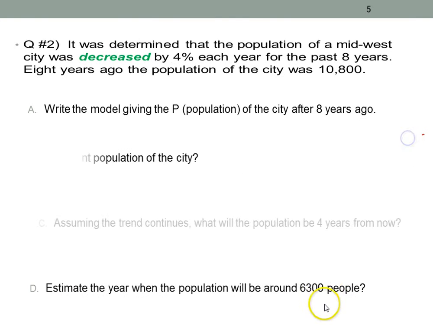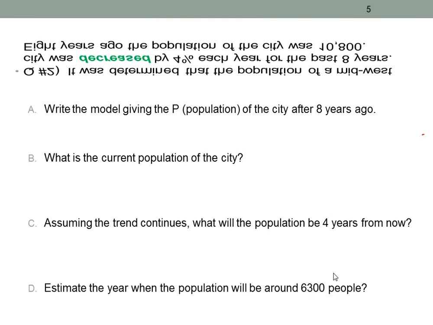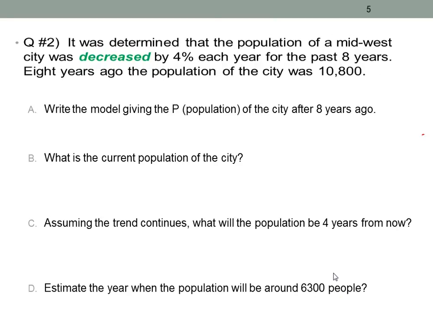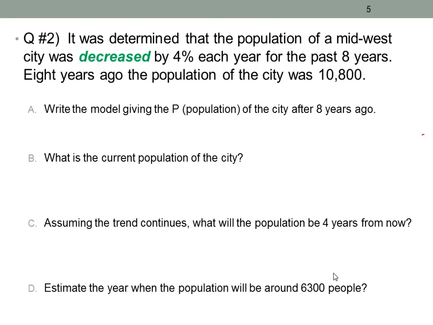Now let's look at another one. Second question. It was determined that the population of a Midwest city was decreased by 4% each year for the past 8 years. 8 years ago, the population of the city was 10,800. First thing, same: write the model. We need the model for 8 years ago.